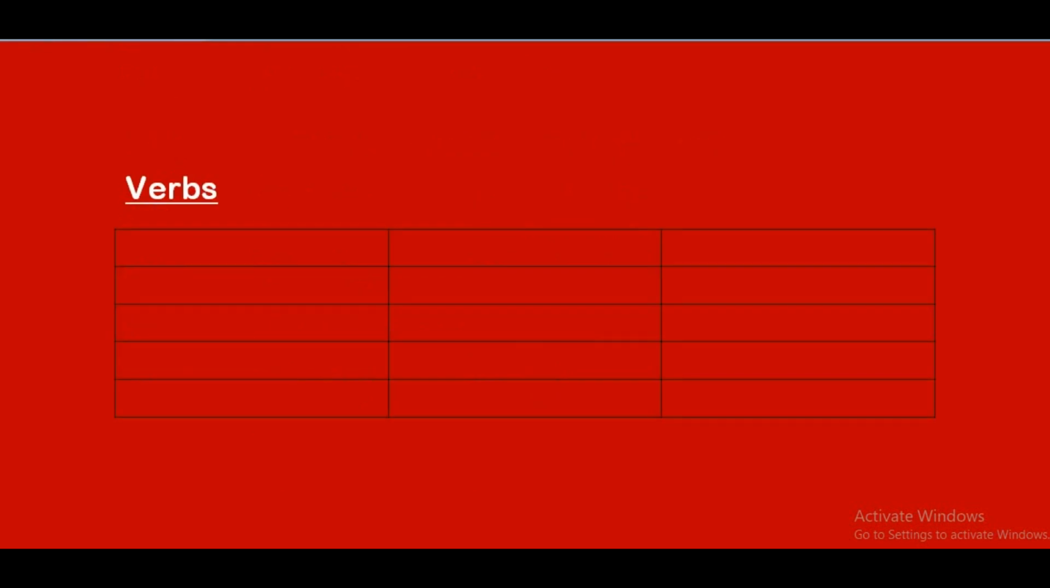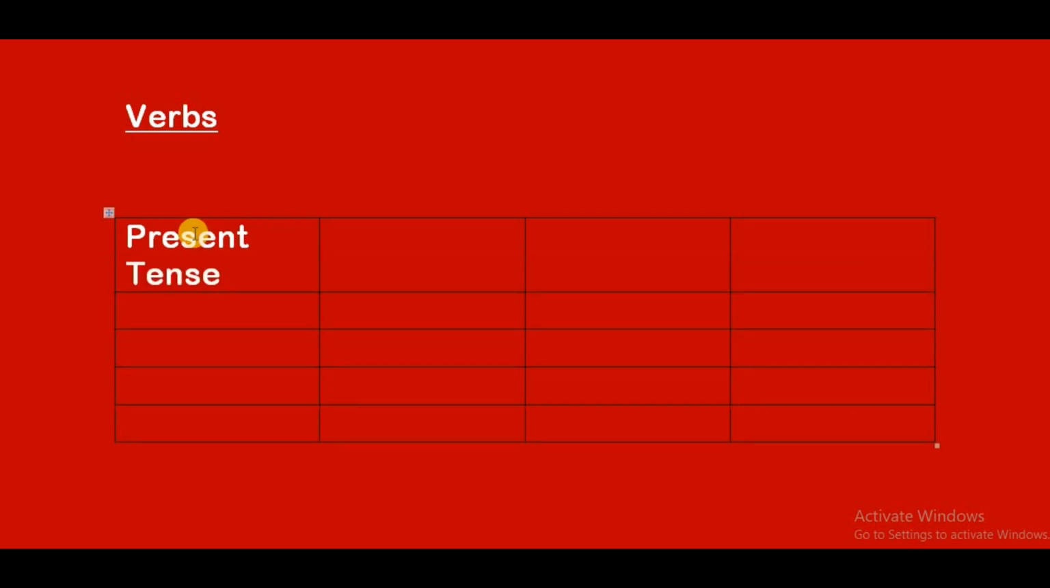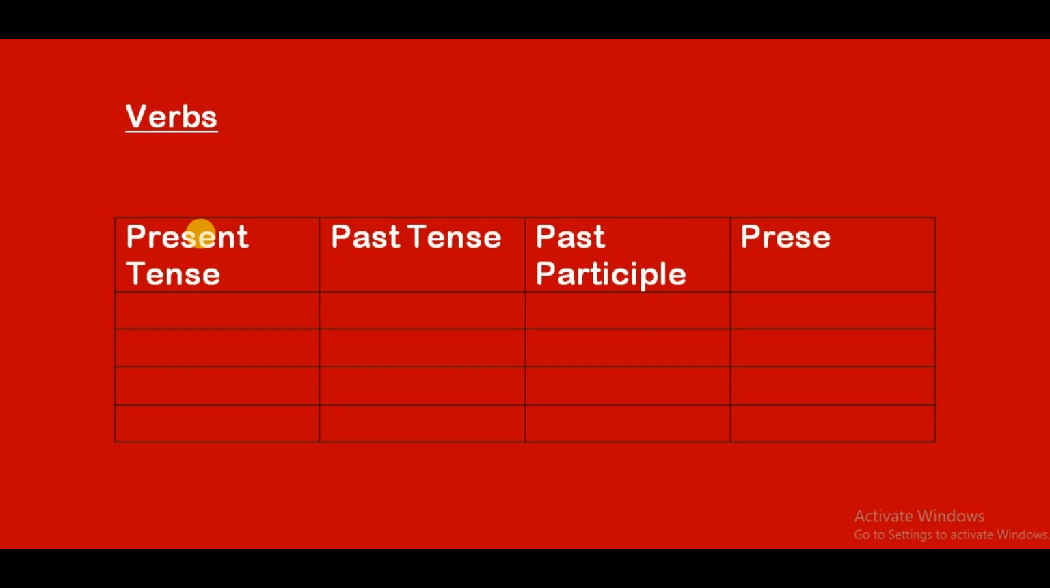Next one, verbs. A verb indicates an action, so we should be aware of the verbs which we do daily. Generally a verb has 4 types of forms. Those are present tense, past tense, past participle. Next one is present participle.